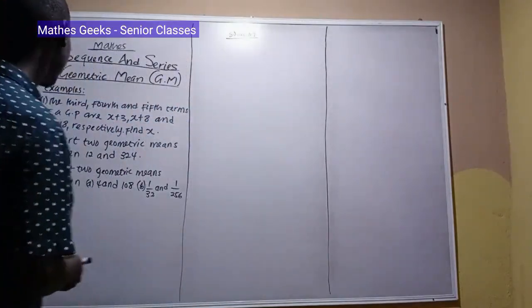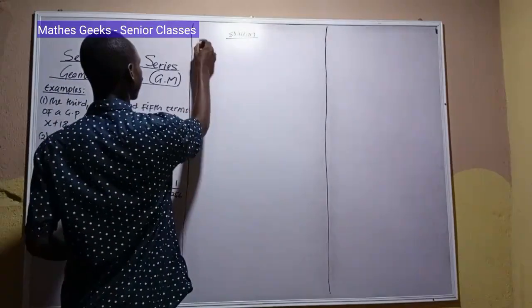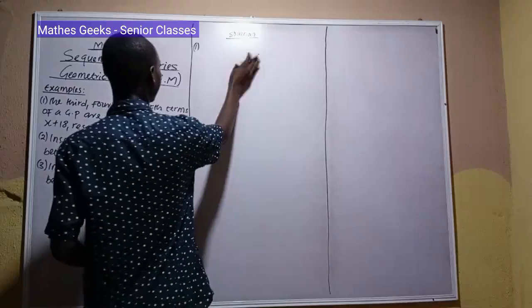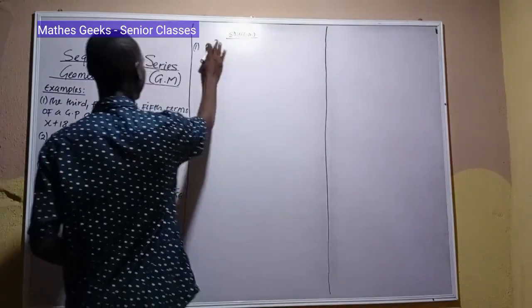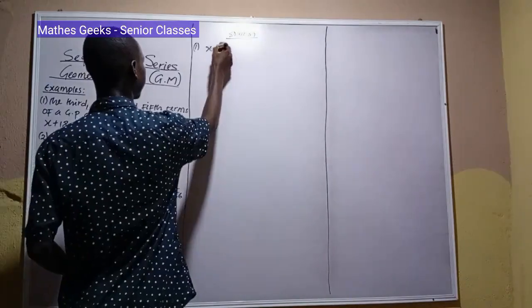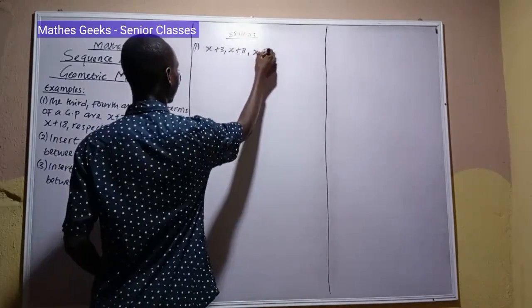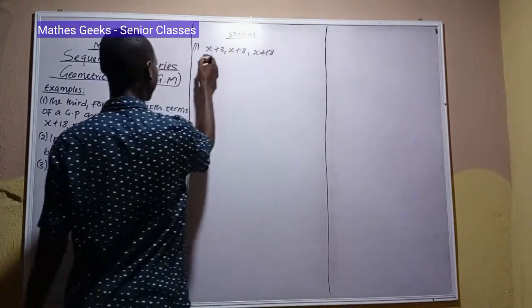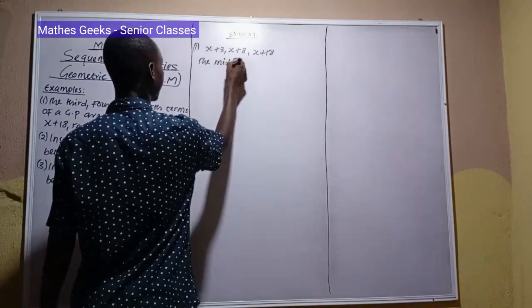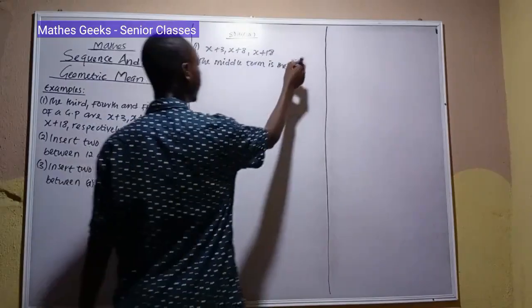Solution. The third, fourth, and fifth terms of a GP are x plus 3, x plus 8, and x plus 18 respectively. Find x. So that's number one. Let me write this sequence: x plus 3, x plus 8, and x plus 18. The middle term is the geometric mean.